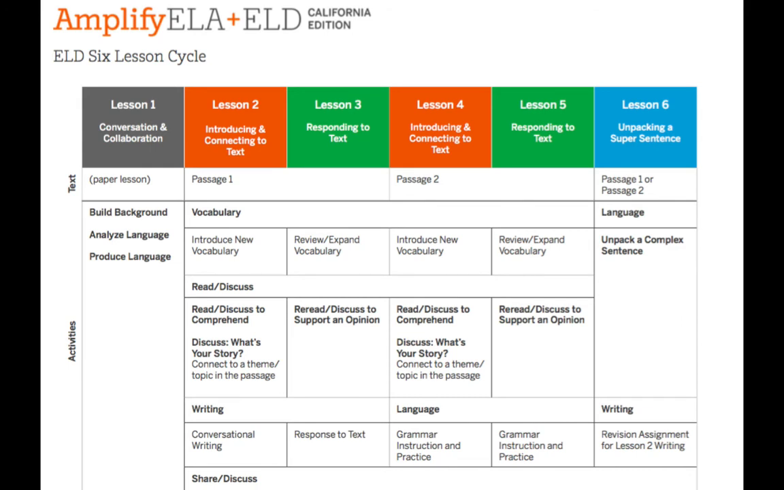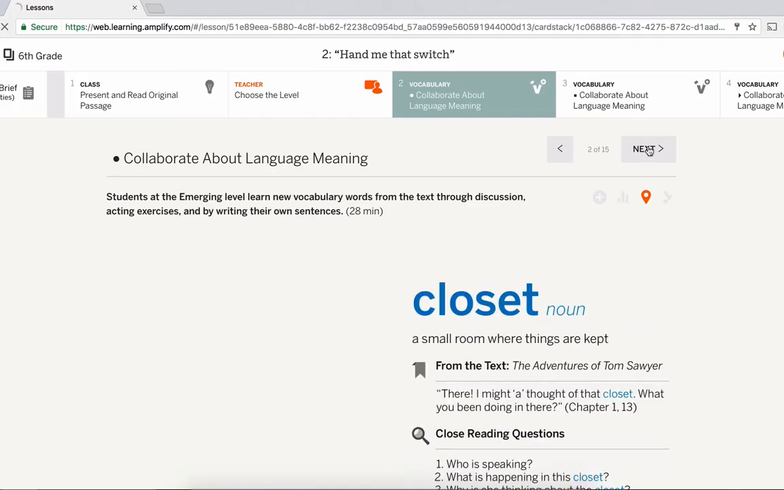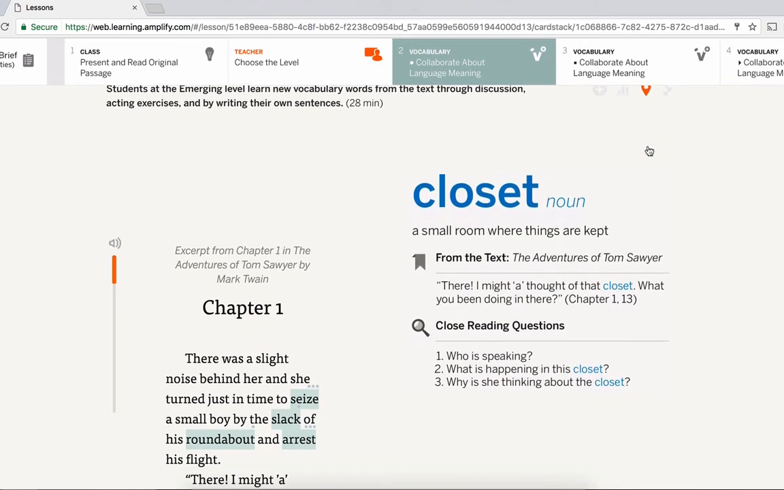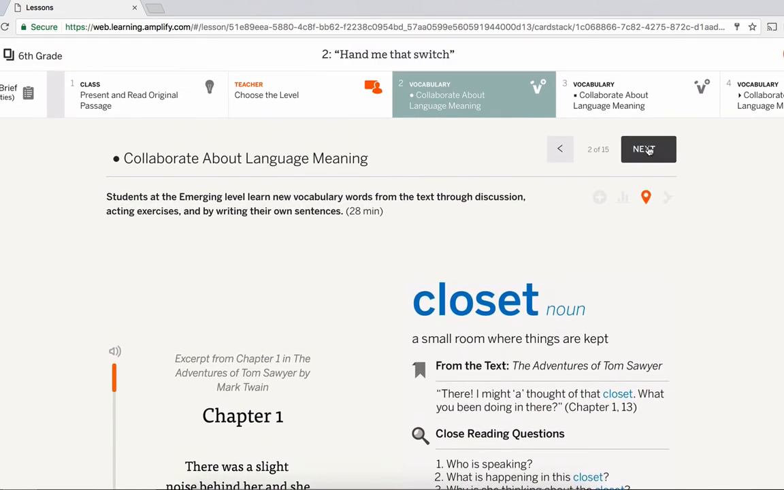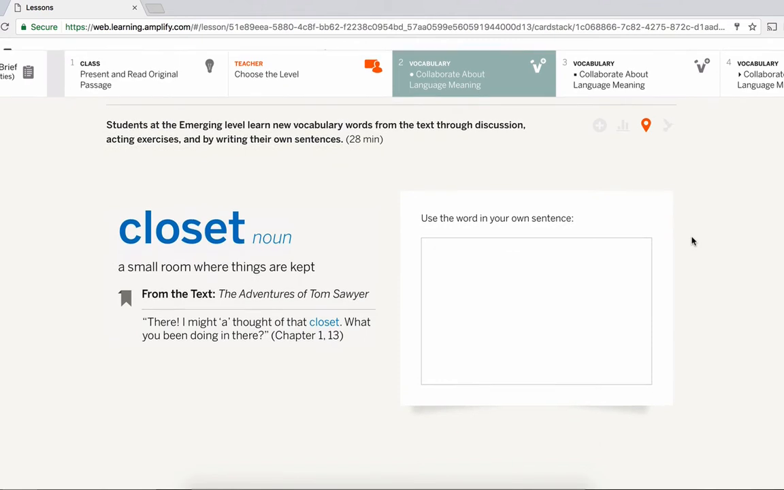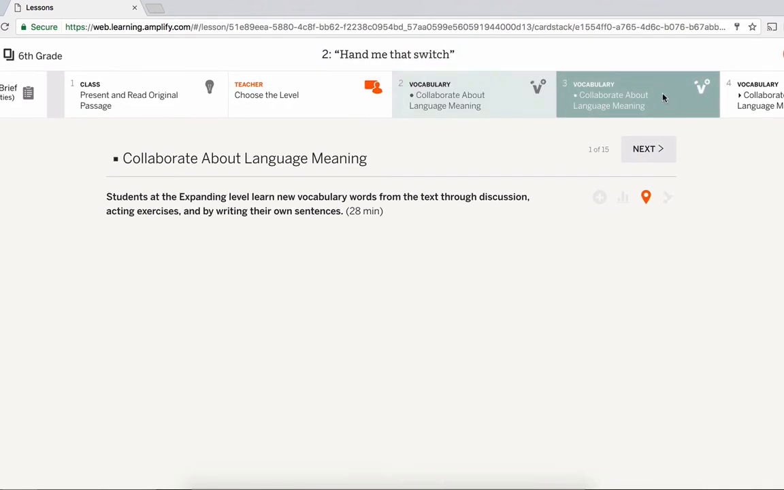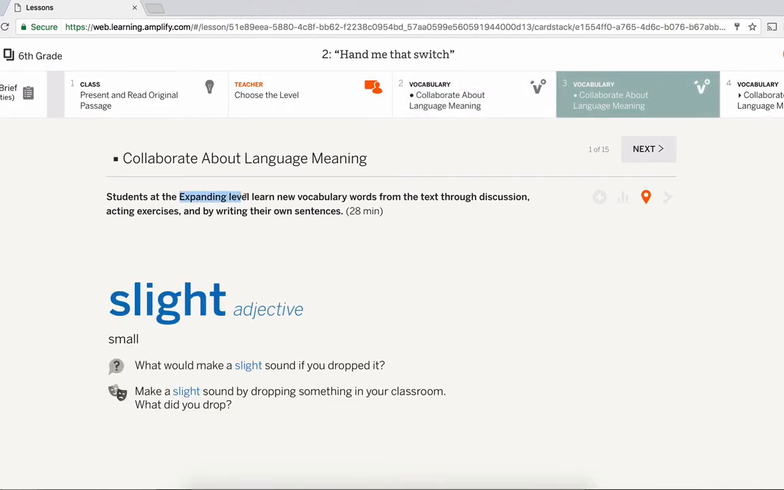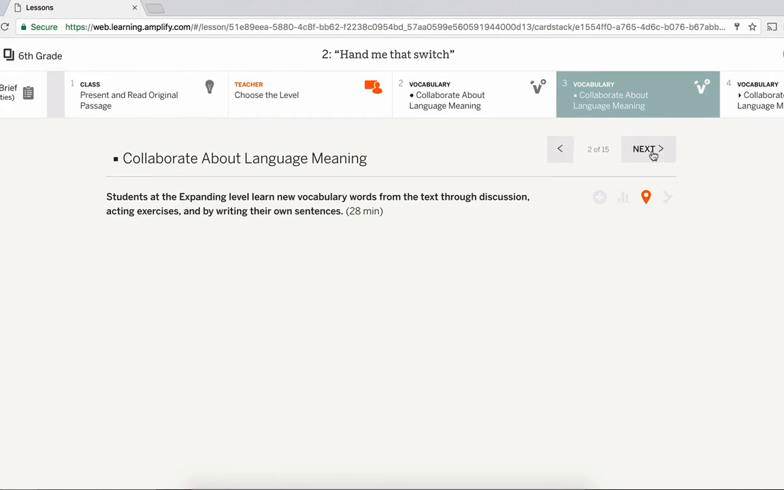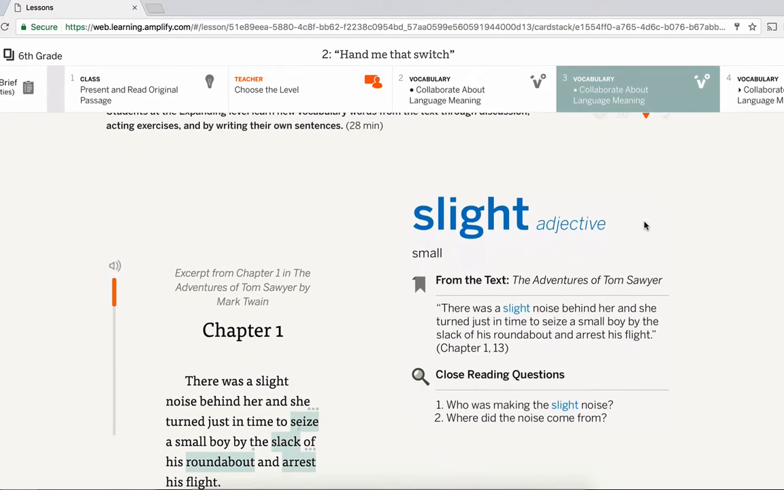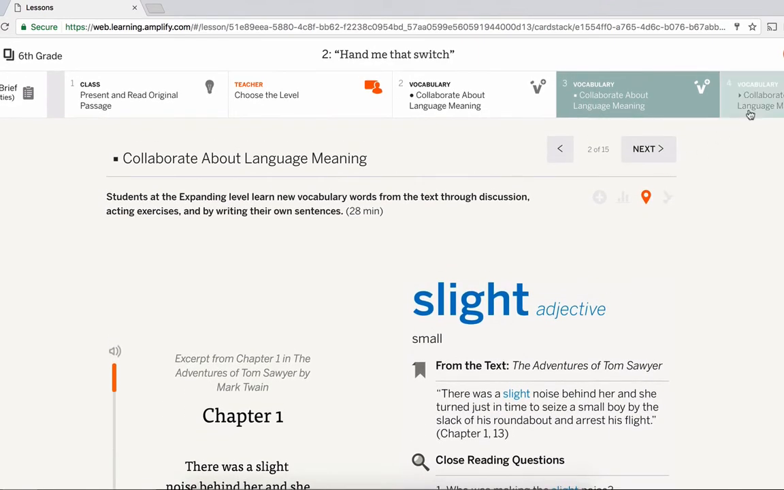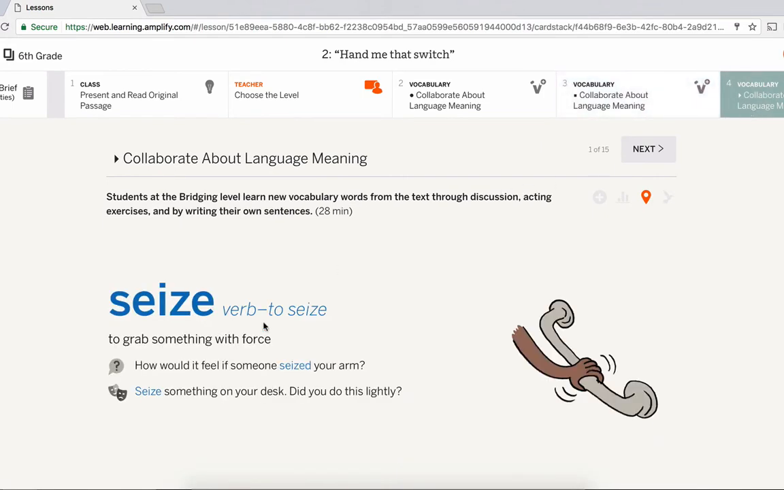Lessons 2 and 4 are the lessons that introduce and connect students to a new reading passage. Students at all 3 levels will get new vocabulary and interactive activities to support them in understanding the passage. Each level is in its own stream with its own icon, the same leveling icons as in ELA.